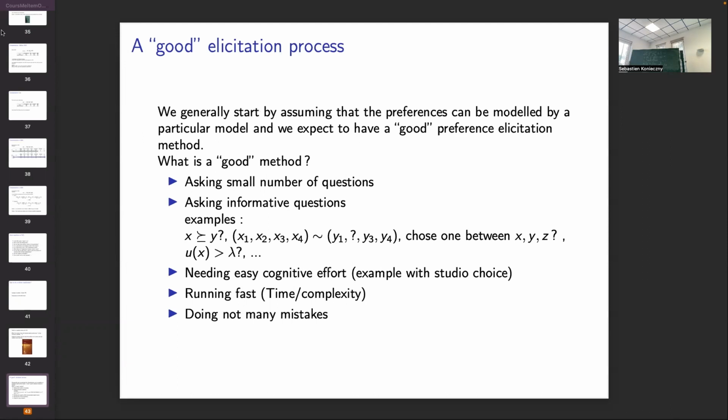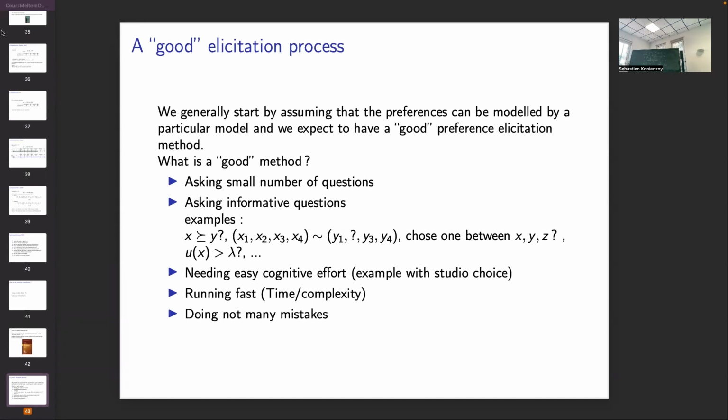So what is a good elicitation process? Generally in multi-criteria decision-making, it is a little bit different from machine learning. We start by saying that I have this model, I will do a weighted sum or Choquet integral. I start by saying this, and then I will try to learn the decision parameters using some examples.